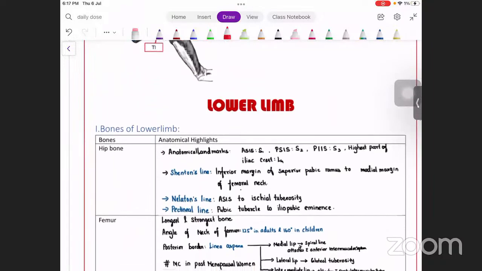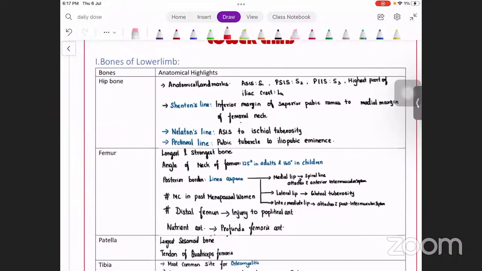Apart from that, we are moving on to the lower limb. So far we have done the upper limb, the important ones. We will revise it for 5 minutes, and then we go.